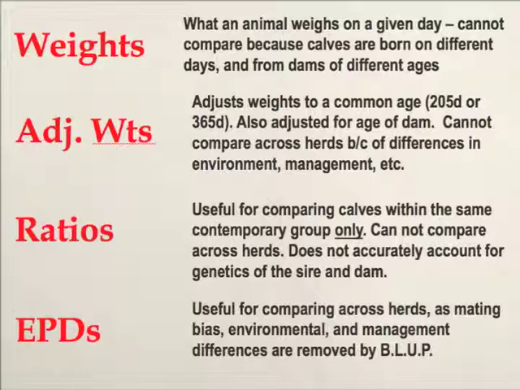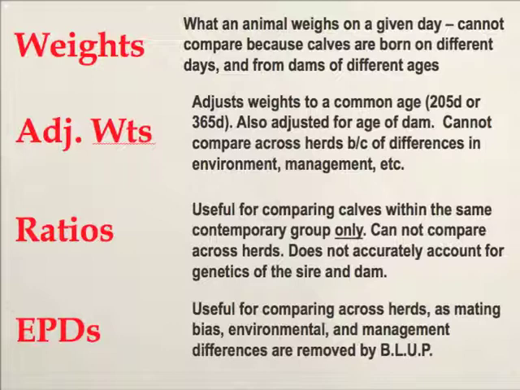As we go down through, we'll try to go through these pretty quick. Weights are simple, but they're weights. Adjusted weights: we adjust weaning weight to 205 days of age, yearling weight to 365. We adjust the weights for age of dam. We know that a calf born out of a two-year-old female versus a five-year-old female, there's going to be some differences in the weight of that calf that is due simply to that dam's age. So we adjust for those things in the adjustment.